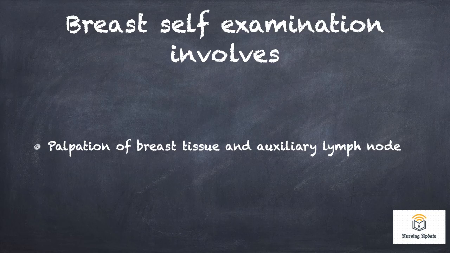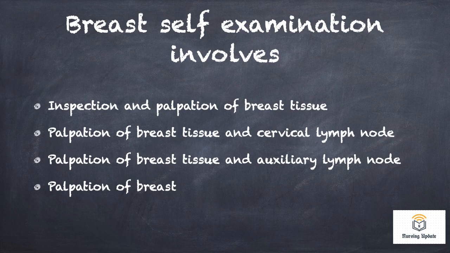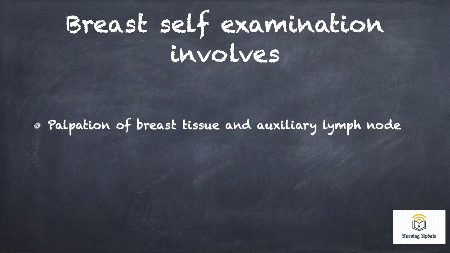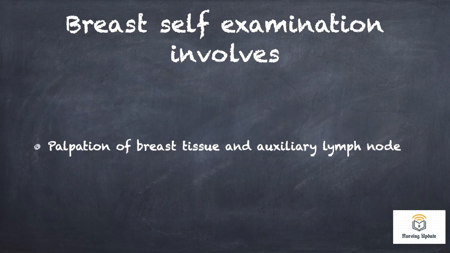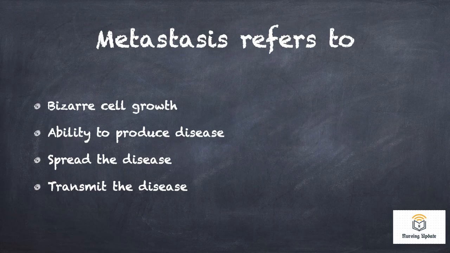Actually, if you see the options, all the options seem apt to the question, since breast self examination involves inspection and palpation of breast tissue, except the cervical lymph node. We won't examine the cervical lymph node, only the axillary lymph node we palpate. That's the only difference between these options. So the correct answer is palpation of breast tissue and axillary lymph nodes. Let's move on to the next MCQ.